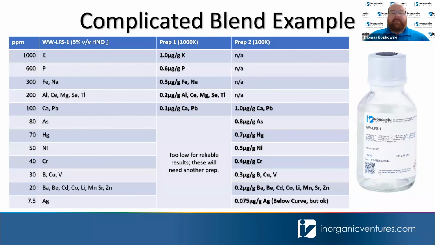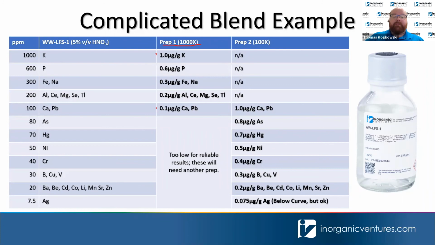A little more complicated blend, our WWLFS1, ranges anywhere from 7.5 ppm silver to 1000 ppm potassium. So in this case, we actually have to run 2 different preps to stay within our calibration range. Our calibration range was 0 to 1 ppm. So our first prep here, we'll do 1000x. That lets potassium be on the high end, and we do capture calcium and lead at the low end. So those work very reliably.